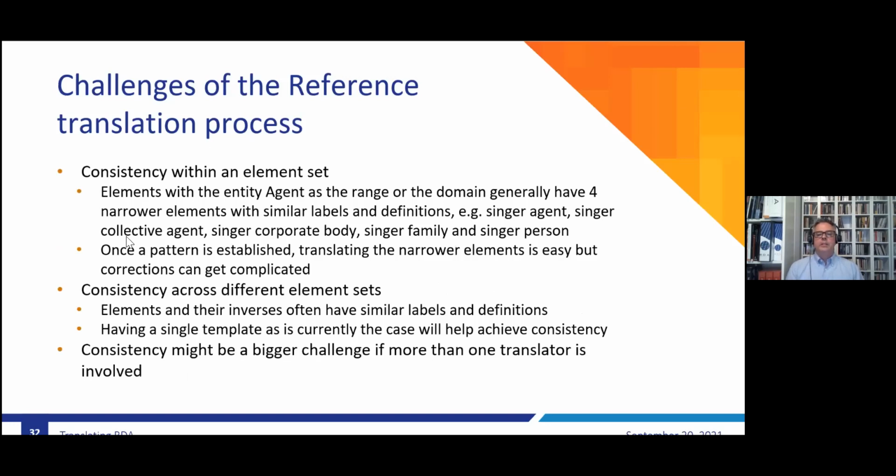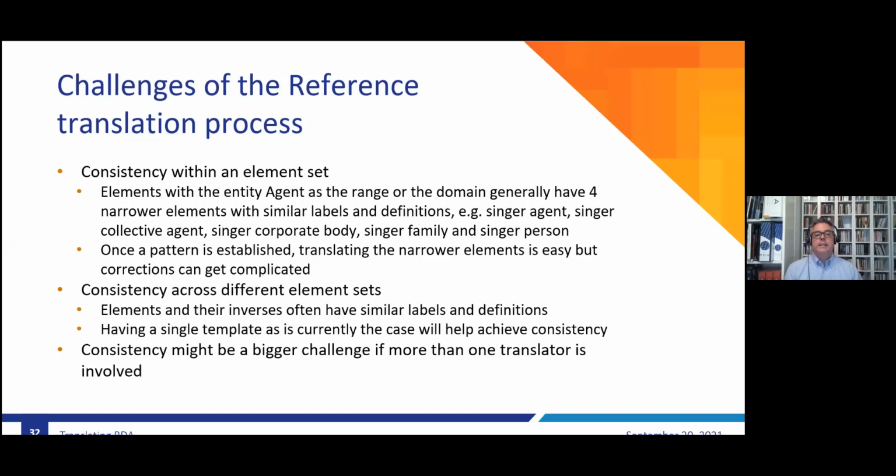So Rania talked about consistency as being a challenge, and that is very true. And consistency was an issue that we had to tackle both within and across element sets. Elements with the entity agent as the range or the domain generally have 4 narrower elements with similar labels and definitions. For example, Singer agent has the narrower elements Singer collective agent, Singer corporate body, Singer family, and Singer person.